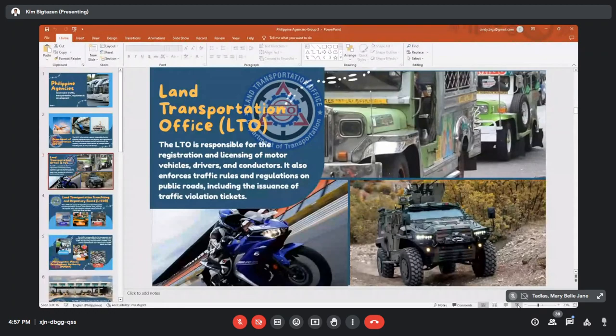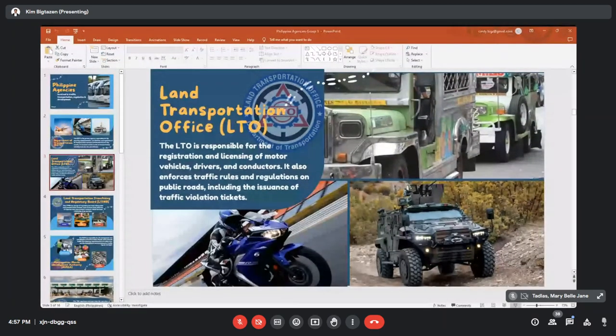So LTO, or Land Transportation Office. The LTO is responsible for the registration and licensing of motor vehicles, drivers, and conductors. It also enforces traffic rules and regulations on public roads, including the issuance of traffic violation tickets.